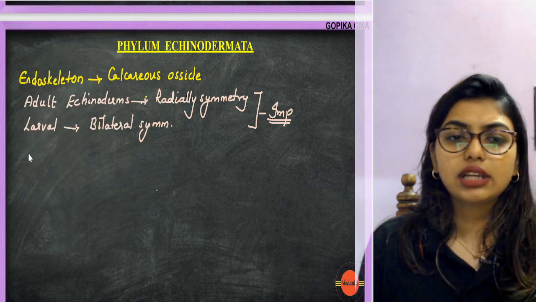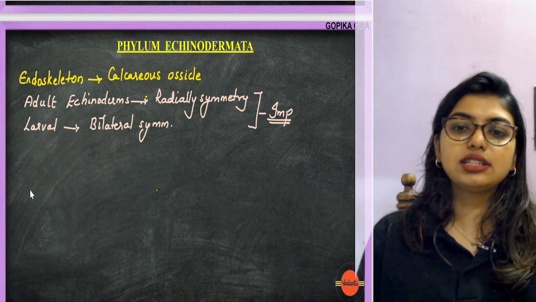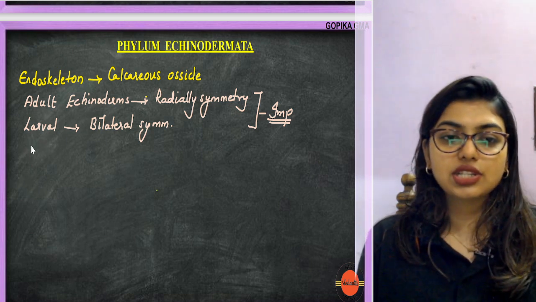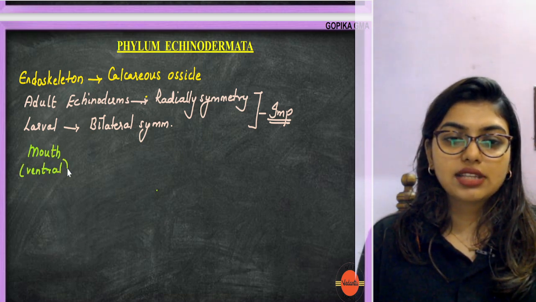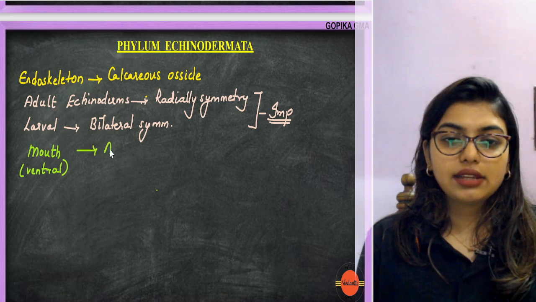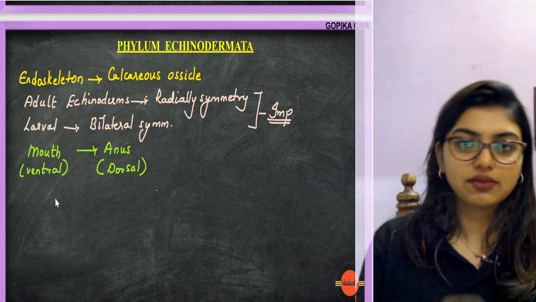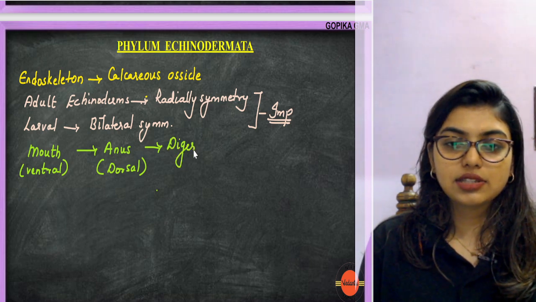Now, what other thing? They have spiny bodies, because of the calcareous ossicles. Then they have a complete digestive system, where they have the mouth on the ventral side and the anus on the dorsal side. Mouth is there, anus is there, one on the ventral side and one on the dorsal side. This leads to a complete digestive system.